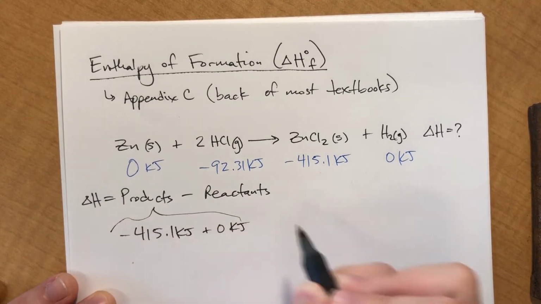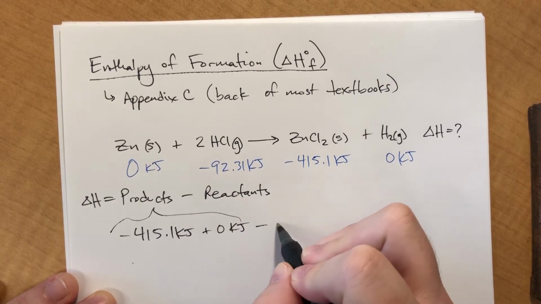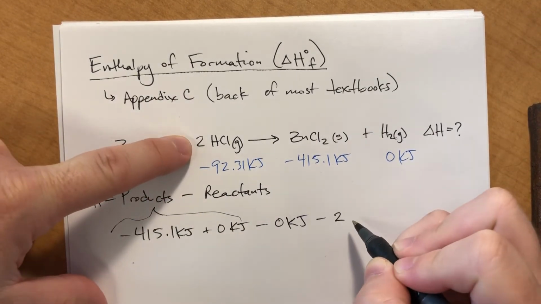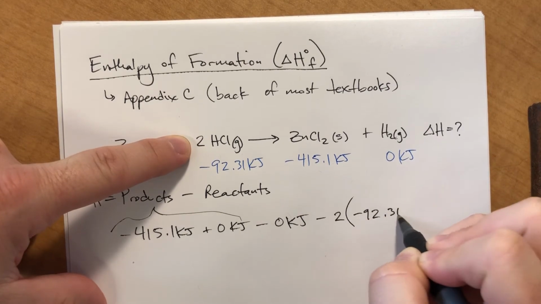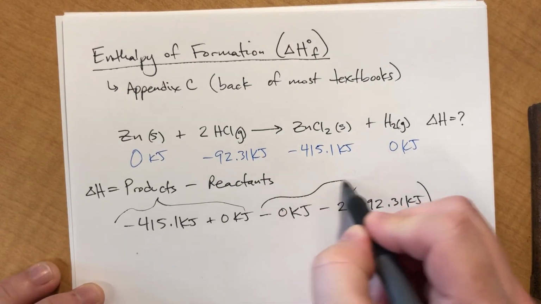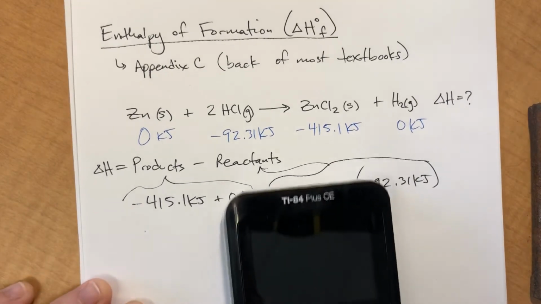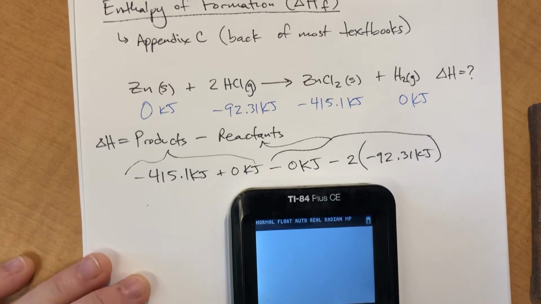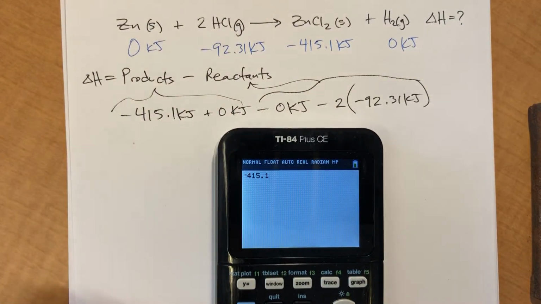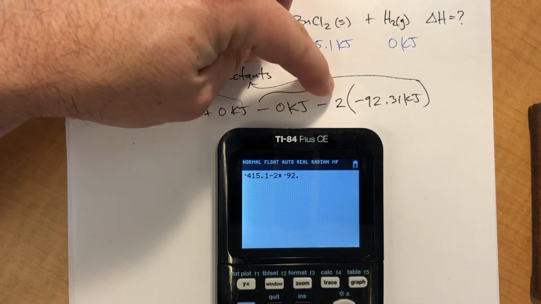So these are the products. And then you could add up the reactants and then subtract it. It's almost easier just to subtract each of them. So minus 0 kilojoules for this, and then minus 2 times negative 92.31. Okay, so these are the reactants. Literally you just add it all up. So take negative 415.1 plus 0 minus 0, that doesn't affect anything, minus 2 times negative 92.31.